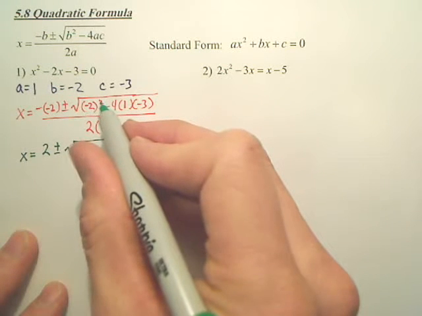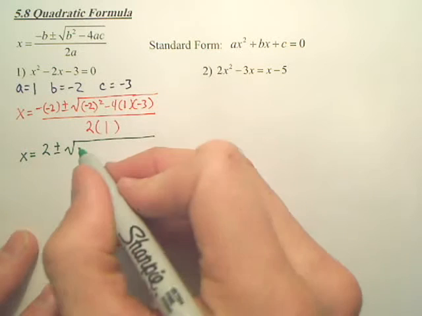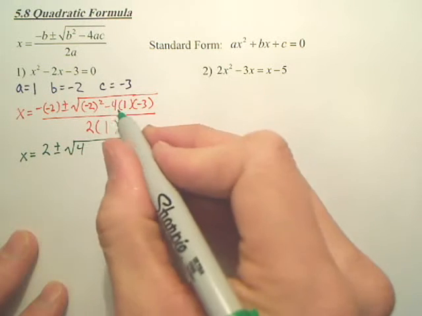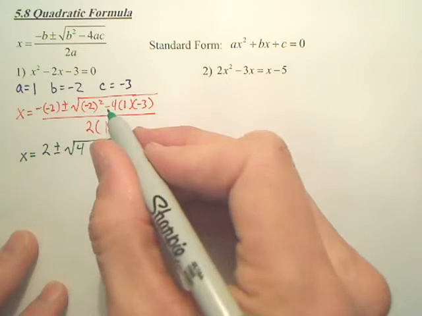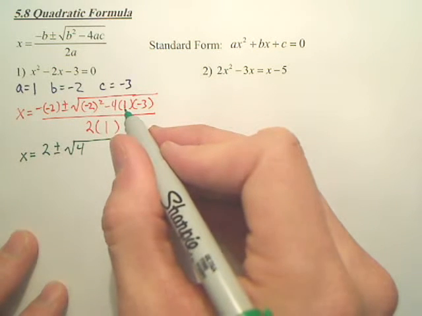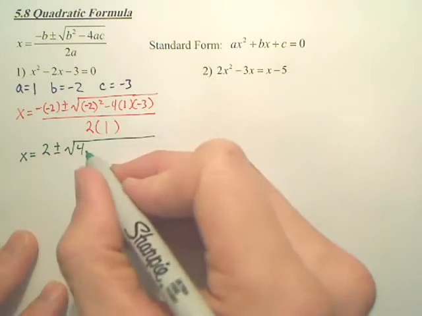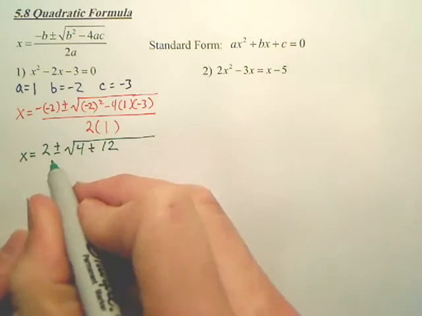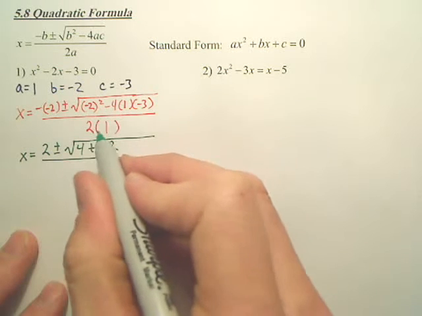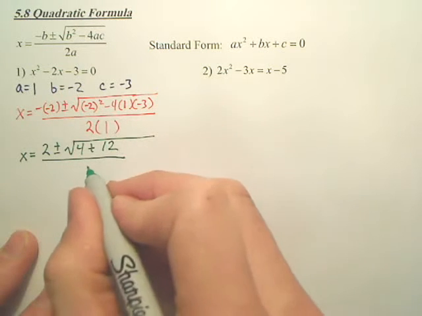Negative 2 squared is not negative 4. It's positive 4. And then negative 4 times 1 times negative 3. Think of that as a negative 4. So negative 4 times 1 is negative 4. Negative 4 times negative 3 is positive 12. And the bottom here is 2.